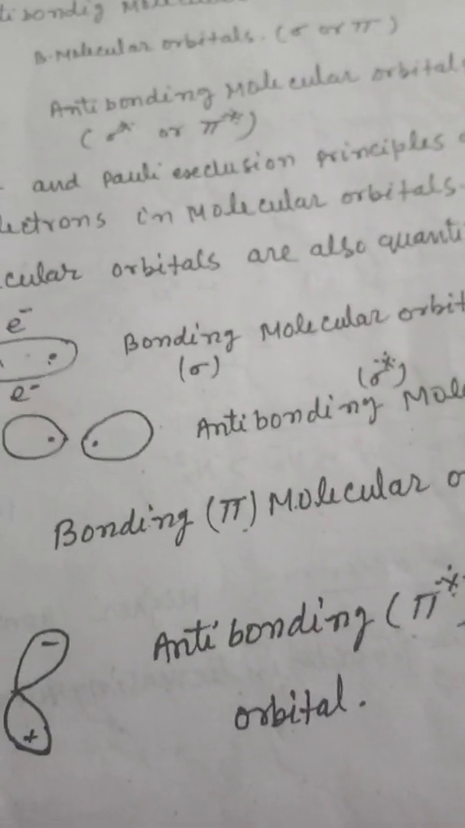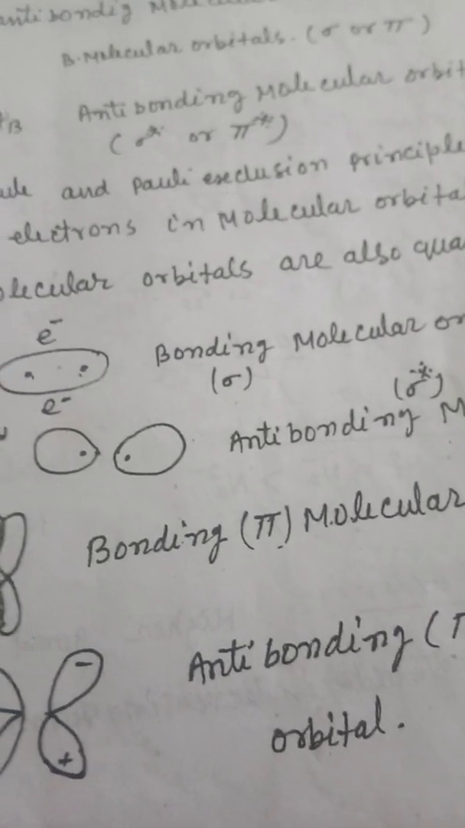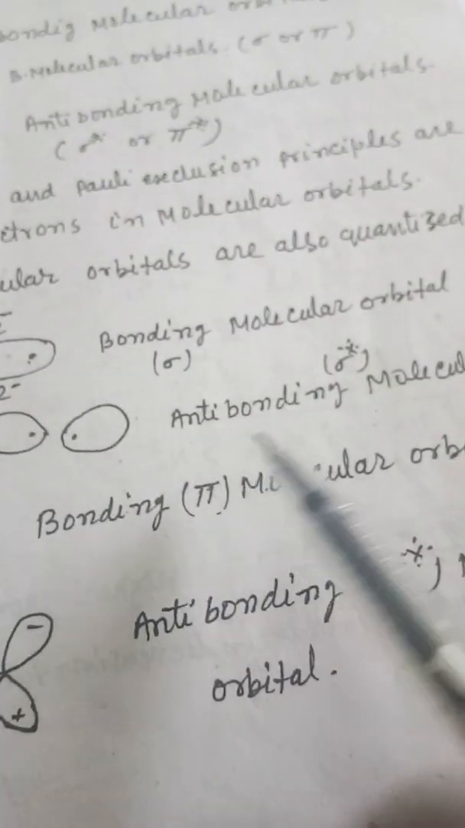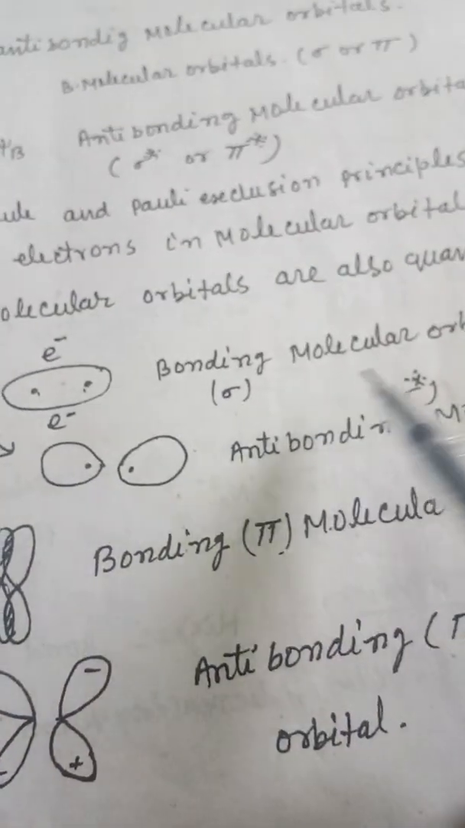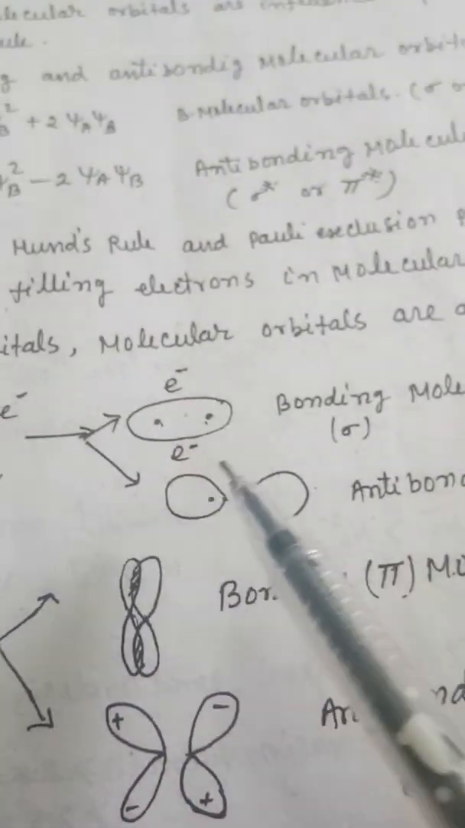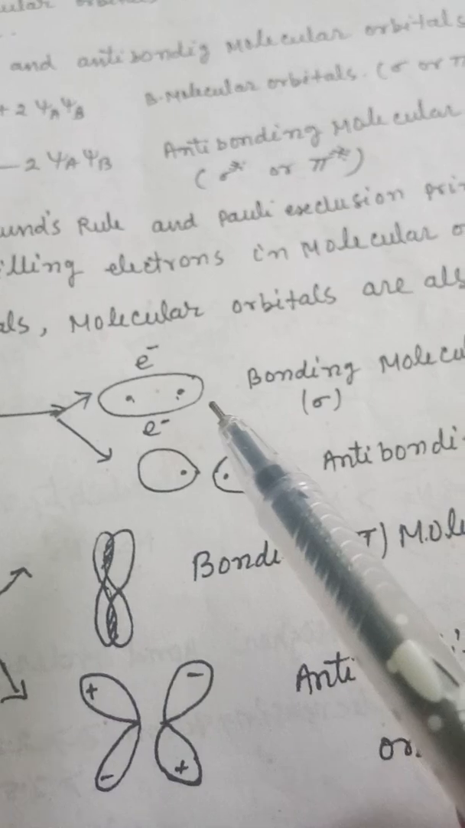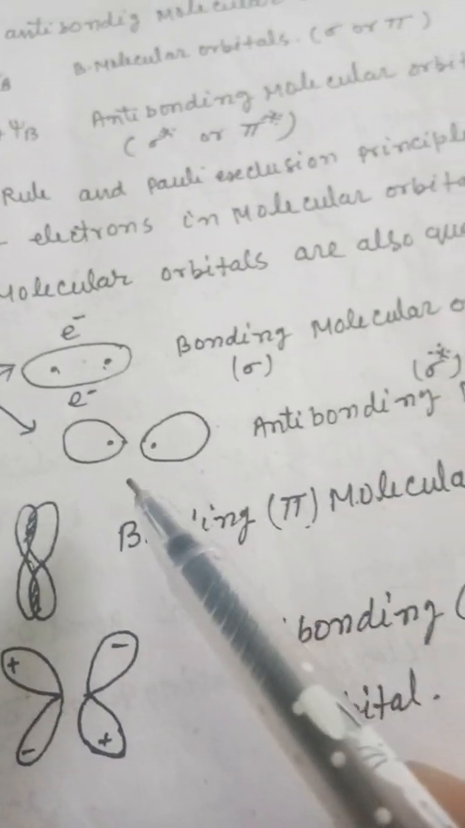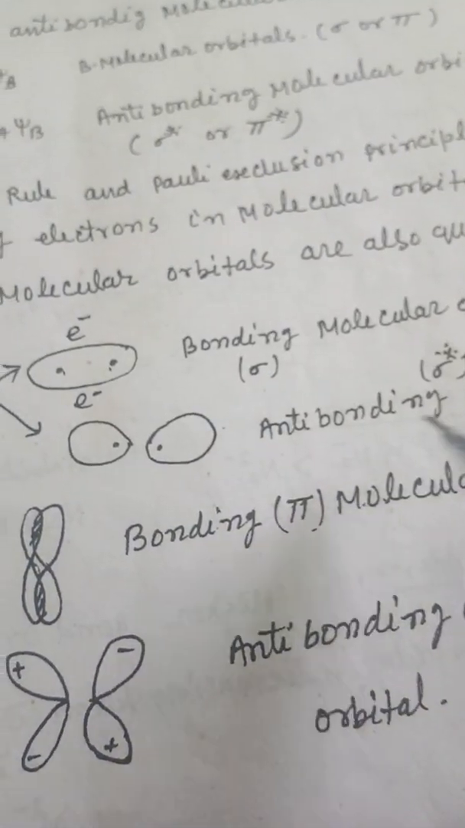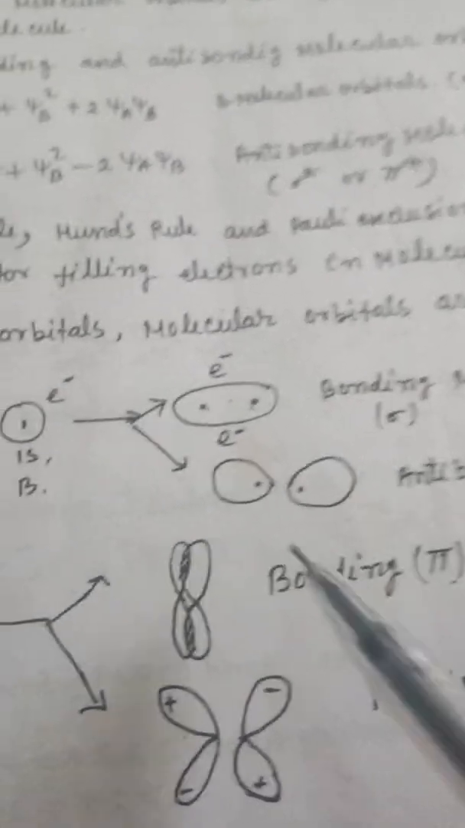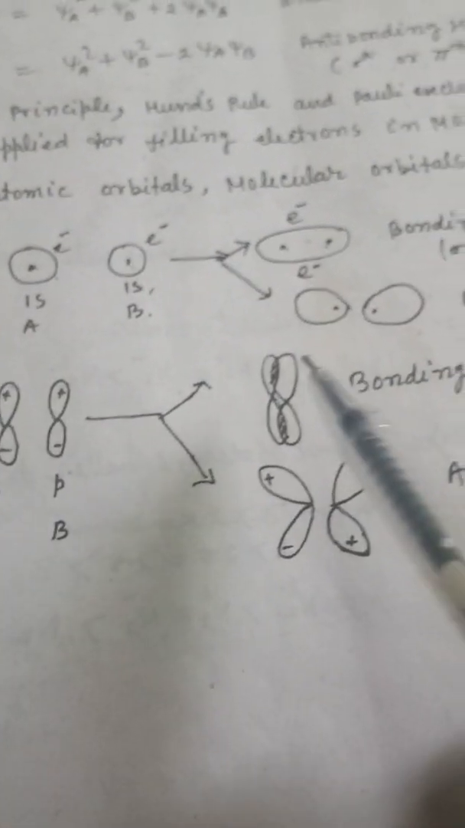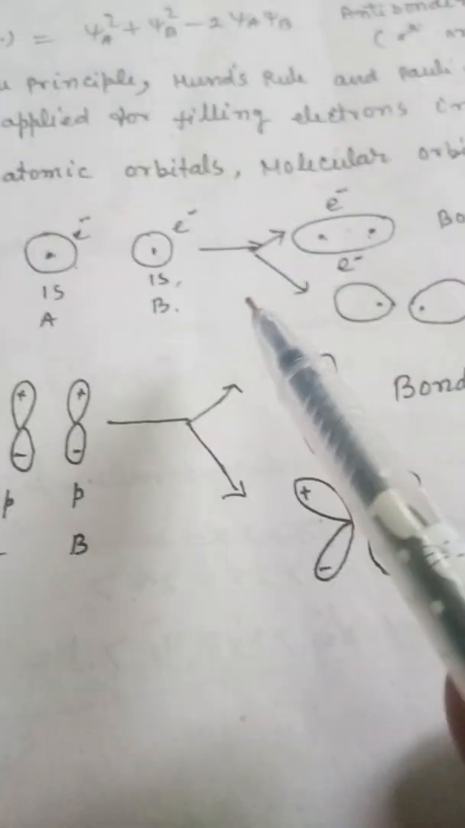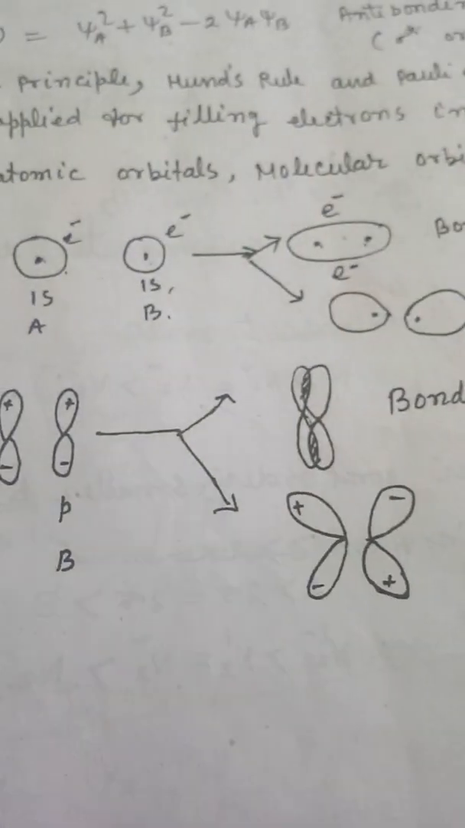It is also a molecular orbital, but the energy of the anti-bonding molecular orbital becomes higher than the bonding molecular orbital. So this is why bonding molecular orbitals are stable, while anti-bonding molecular orbitals are unstable. So this is the shape of the molecular orbital formed when s atomic orbitals combine linearly.